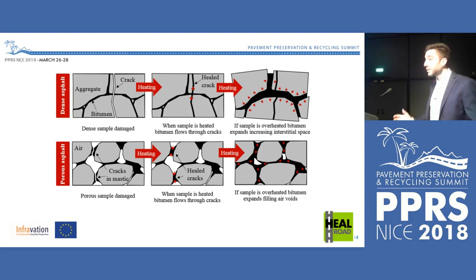When I overheat it, so when the temperature is very high, the bitumen is going to expand, but the bitumen has plenty of space to expand. So in this case, the asphalt is not going to expand a lot, it's not going to expand at all, and so no damage will be produced. Basically, this is the difference in behaviors, and this is why porous asphalt is much easier, more effective and efficient to heal.